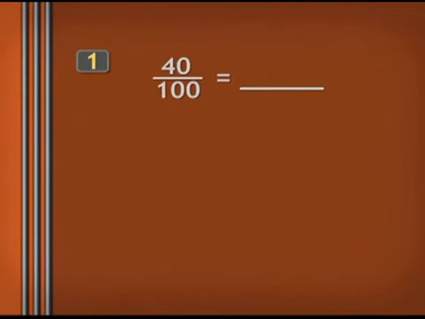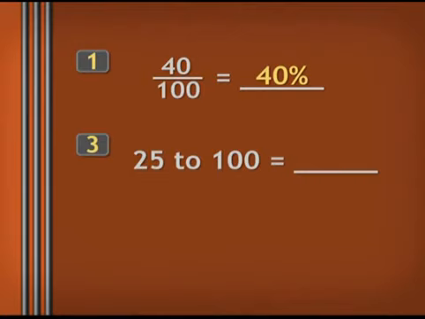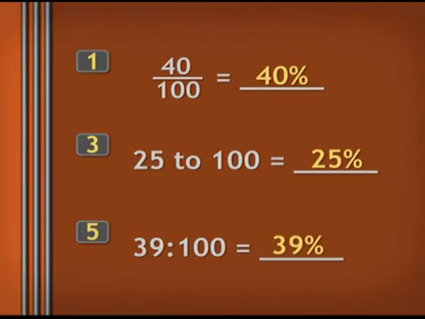Let's see how you're doing with percents so far. Number 1, you needed to change this ratio to a percent. 40 100ths equals 40%. Number 3, 25 to 100 is 25%. Number 5, 39 to 100 is 39%.